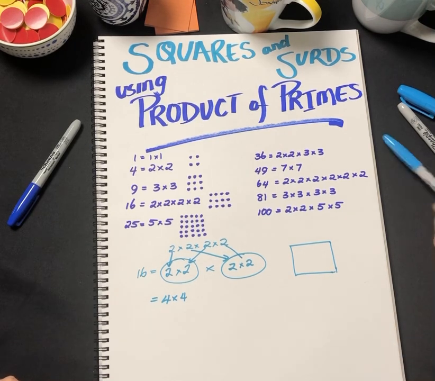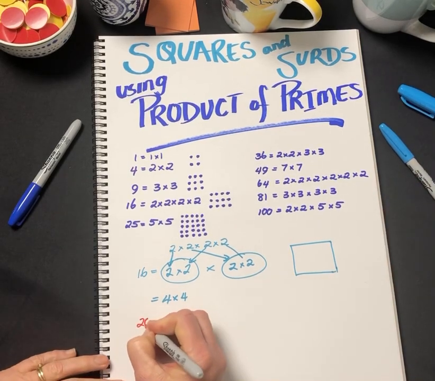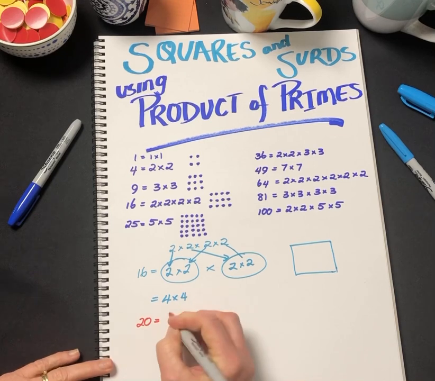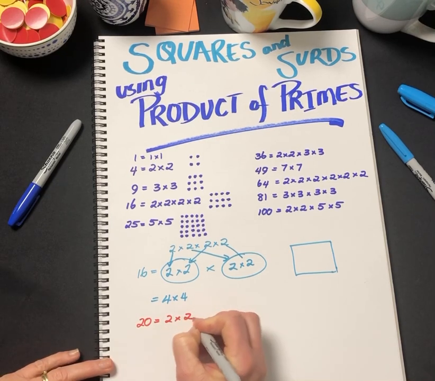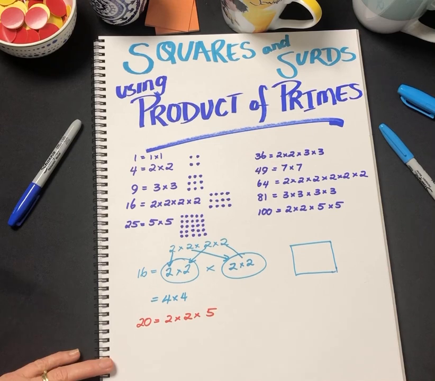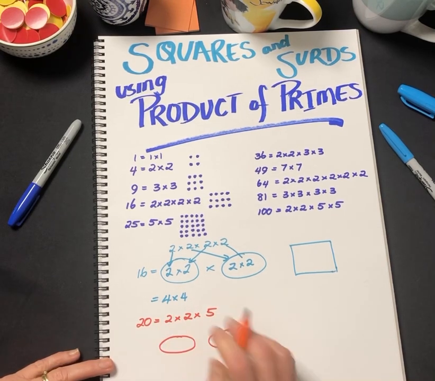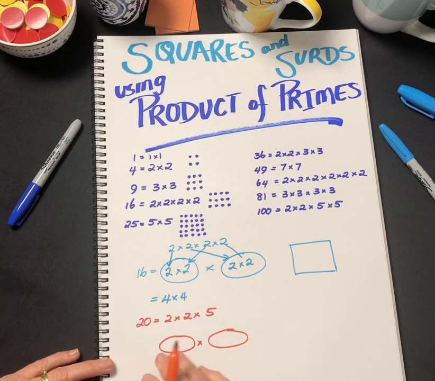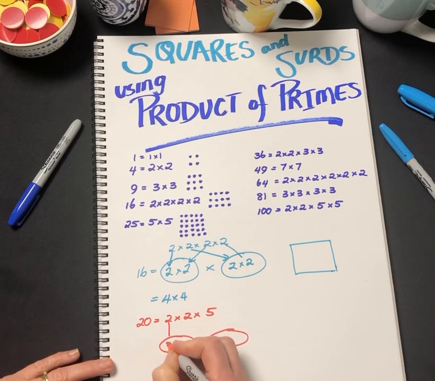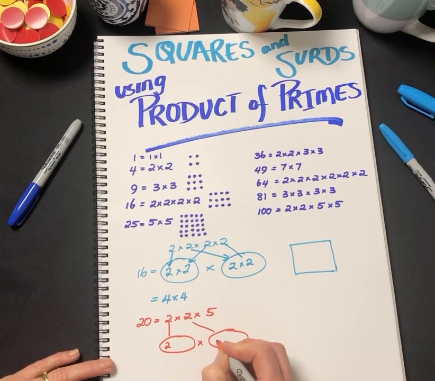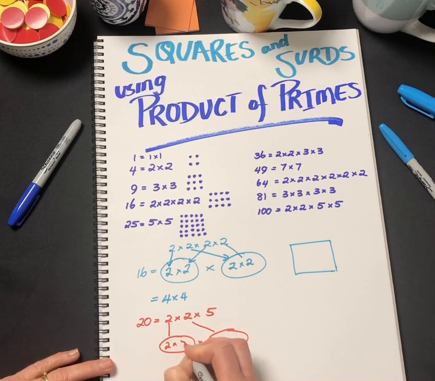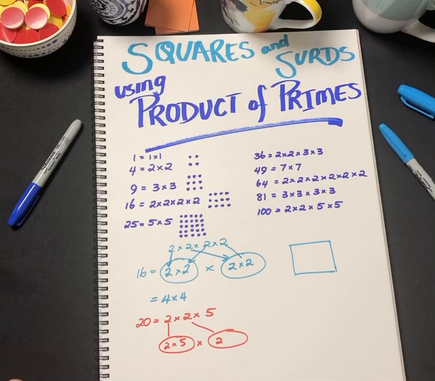Might be good to look at an example where that doesn't work. Let's look at the number 20 that we know isn't a square number. It's 2 times 2 times 5 as a product of primes. Now, if I wanted to see if we could break that product of primes into 2 groups or 2 sides being times by each other to give us our square, we'd have 2 there, we'd have 2 there, but we would only be able to put the 5 in one of the brackets. So it's not a square number.